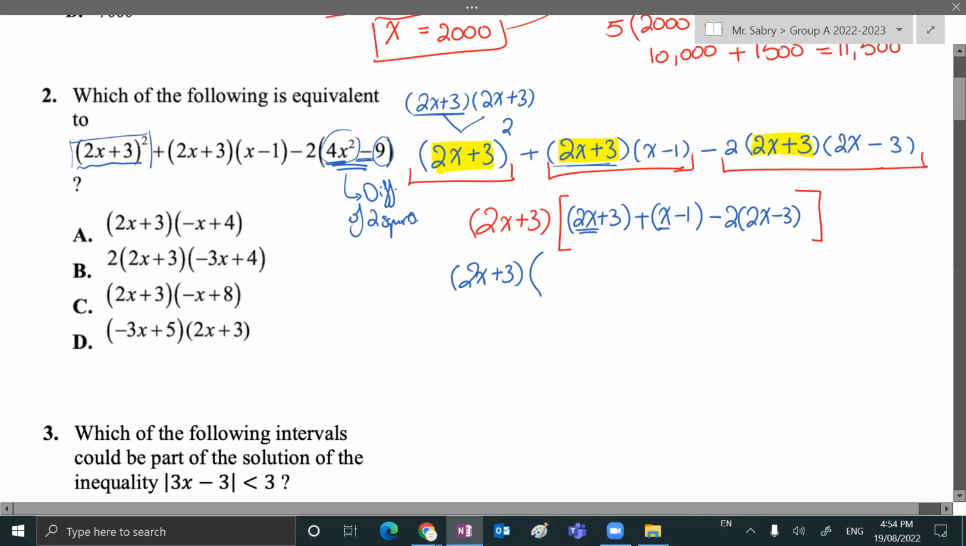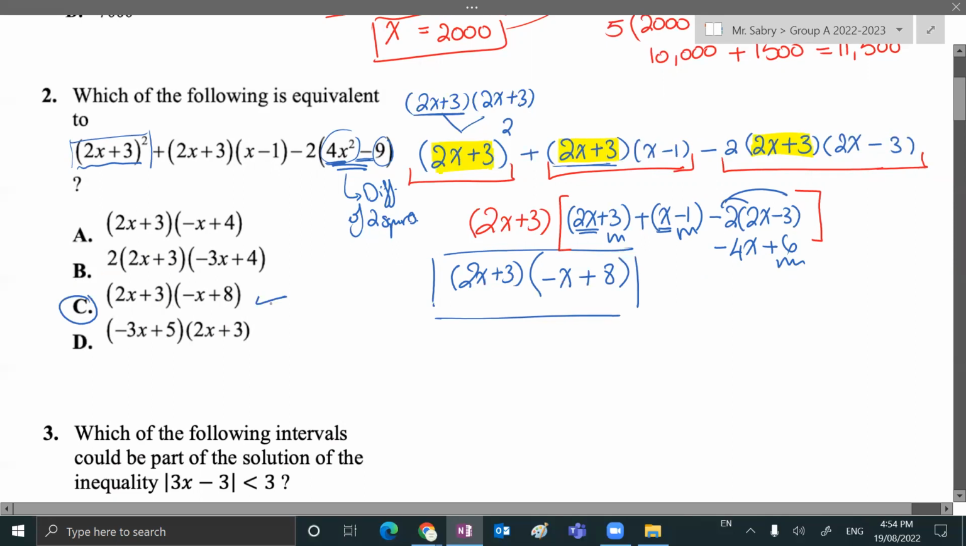Now 2x plus x, and then this negative 2 is distributed, so that's negative actually 4x now plus 6. 2x plus x is 3x, 3x minus 4x is negative x. 3 minus 1 plus 6 is 2 plus 6, which is 8. Now when I look at these, they are just two brackets multiplied, which is exactly what they're looking for here, so the answer here is C.